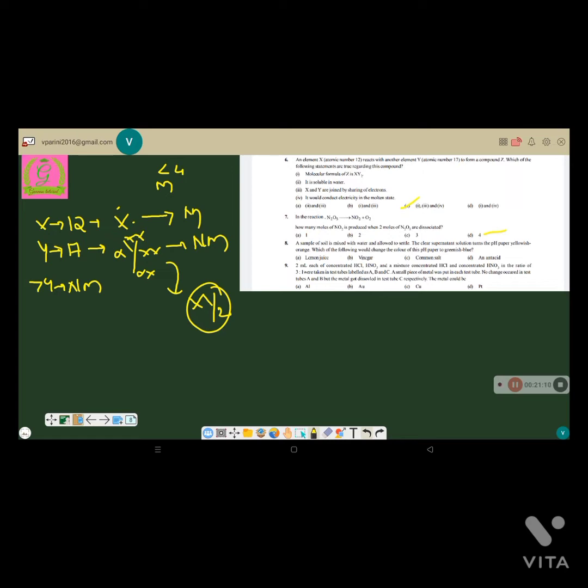Now in the seventh question, N2O5 gives rise to NO2 plus O2. First of all, we need to balance this equation, because this is an unbalanced chemical equation. First multiply by 2: 2 twos are 4, so 4NO2. On the left, 2 into 5 is 10 oxygen atoms; on the right, 4 into 2 is 8 oxygen atoms plus 2. So the equation is balanced.